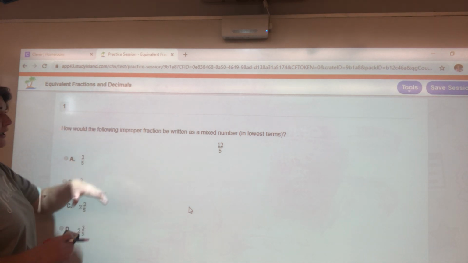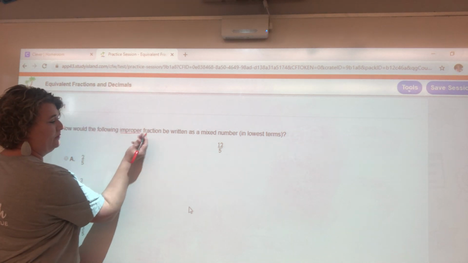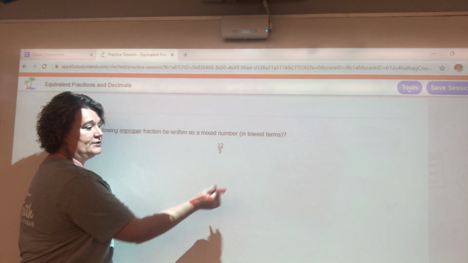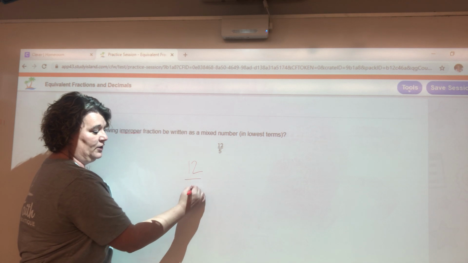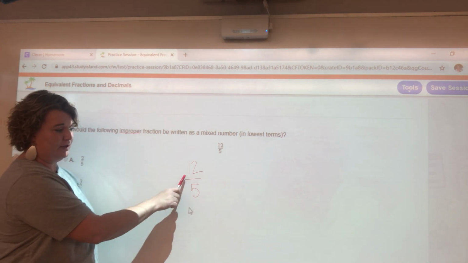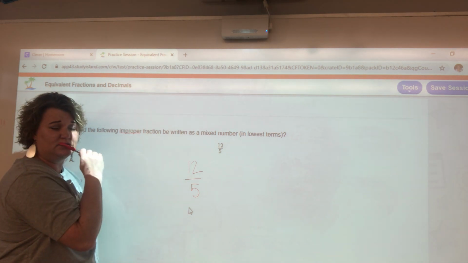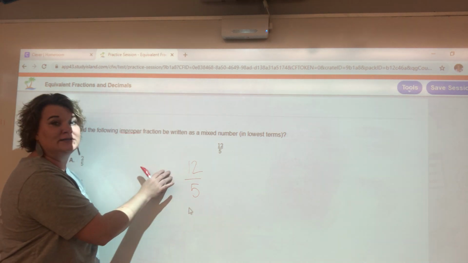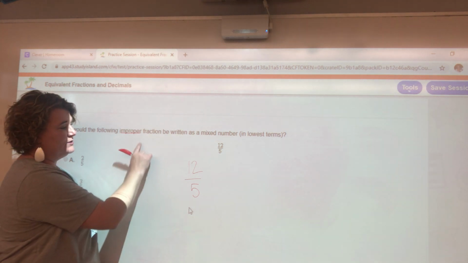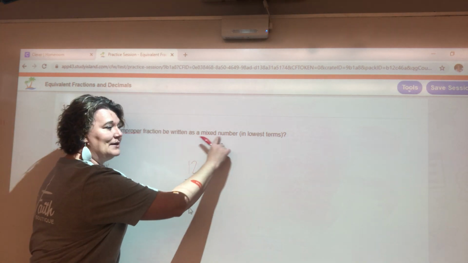How would you write the following improper fraction? Now, let's refresh our memory on that. Improper means that the top number is way too big. I'll write it a little bit bigger. Your top number is your numerator, your bottom number is your denominator. Look how way too big that is. It's like 12 is way bigger than 5. That's what makes this very improper, terribly improper. And so what are we wanting to do? We're wanting to write it like a mixed number.